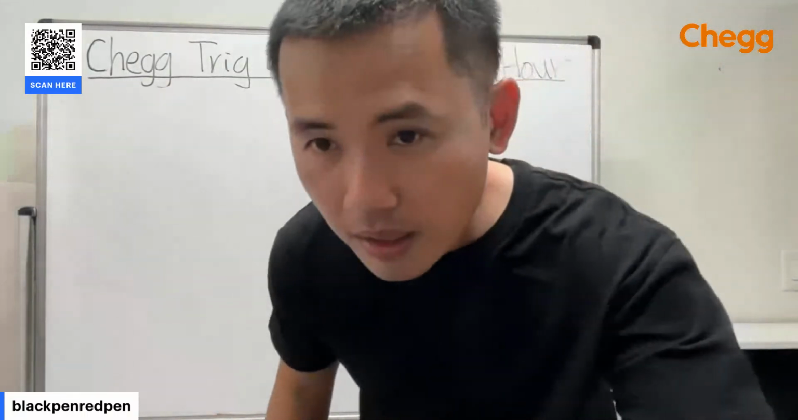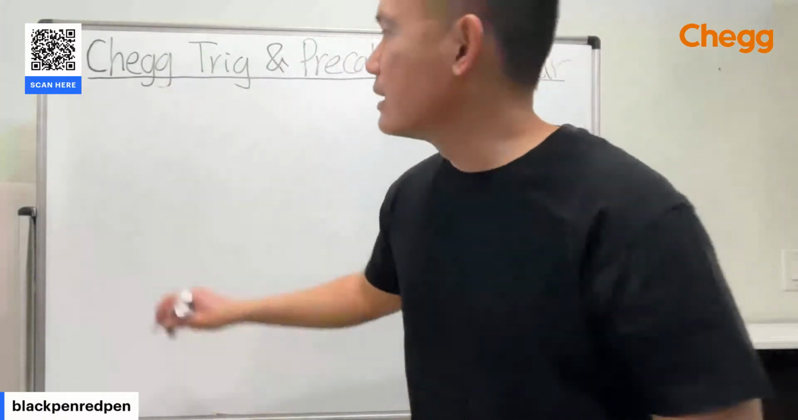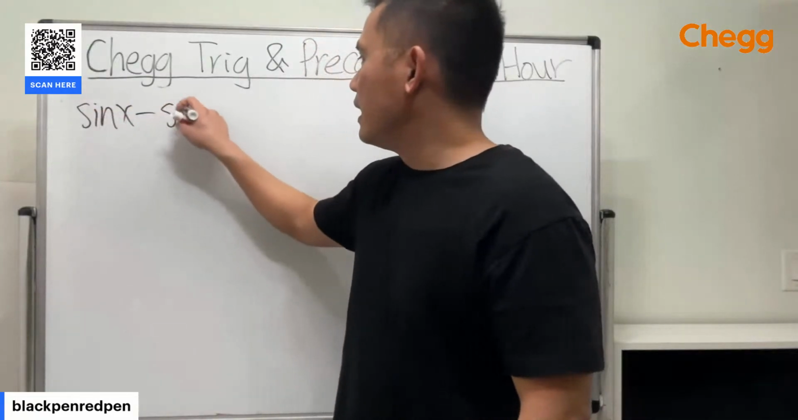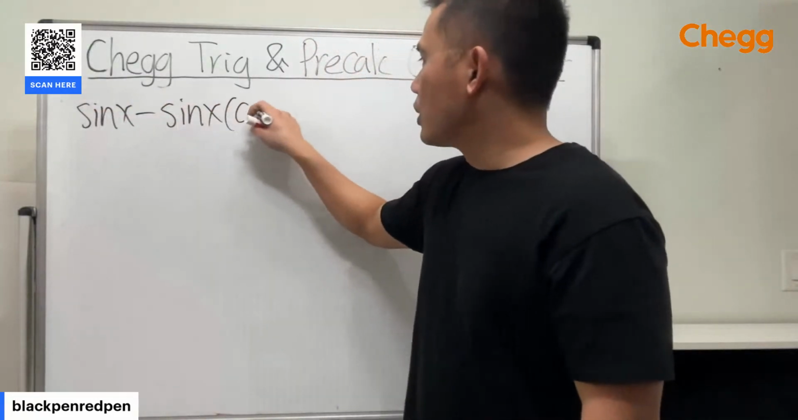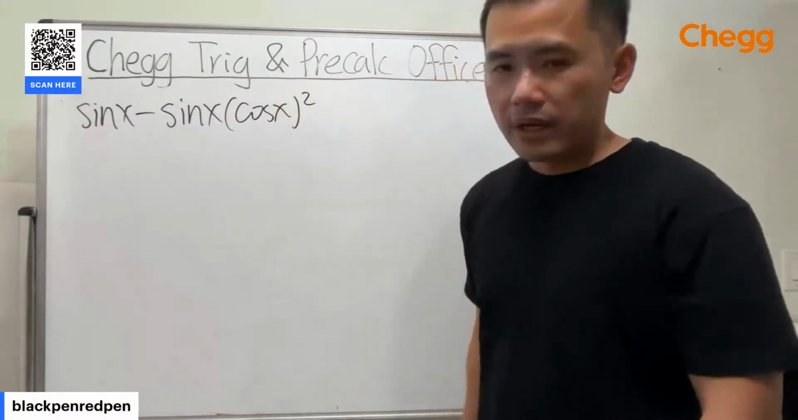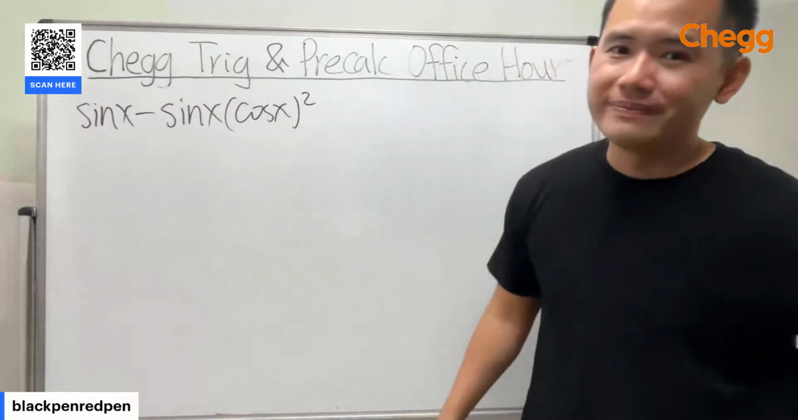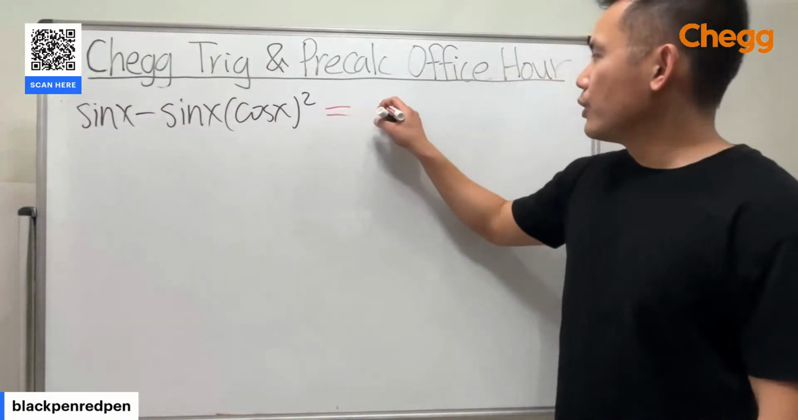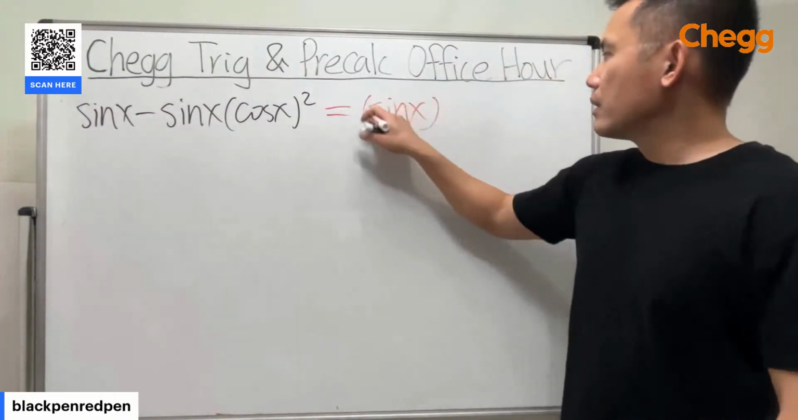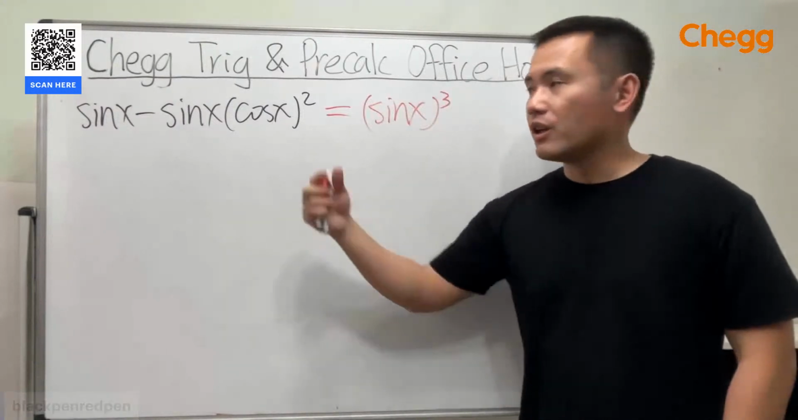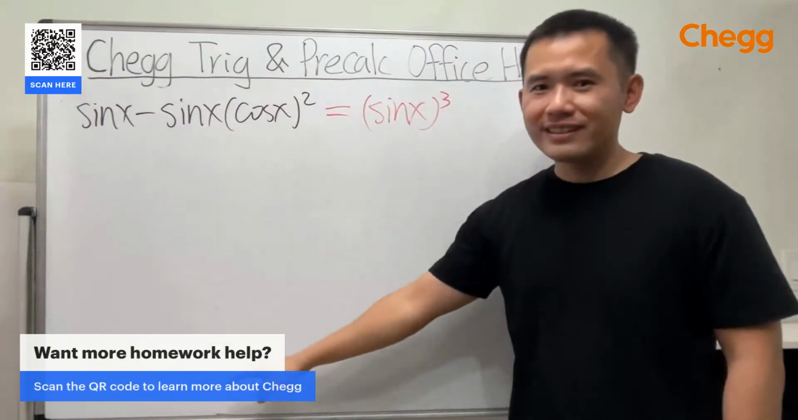But right now, I would like to verify that sine x minus sine x times cosine x squared actually gives us sine x to the third power. So I'm just going to write this down, but I'm not going to touch it. So let's see how we can do it. From the left, do all the work, and then get to the right.